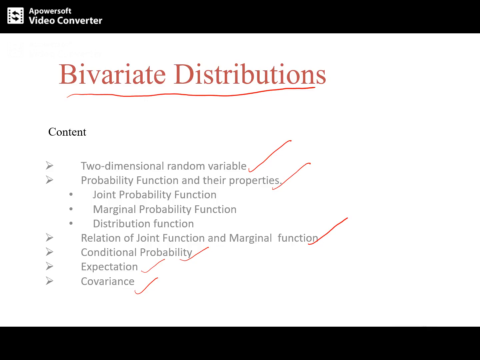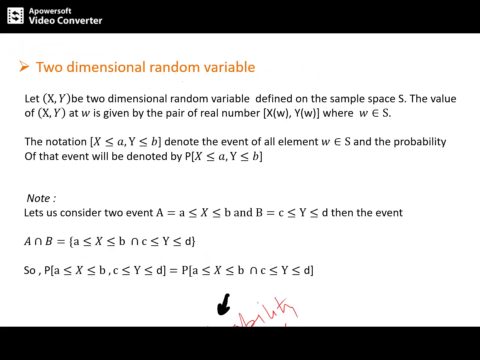Hi everyone. Today I will explain the bivariate distribution. The contents are: two-dimensional random variable, probability function and properties, relation of joint function and marginal function, conditional probability, expectation and covariance. All these are studied for two-dimensional random variables. Let's start with the two-dimensional random variable.